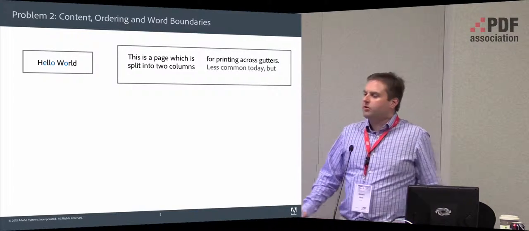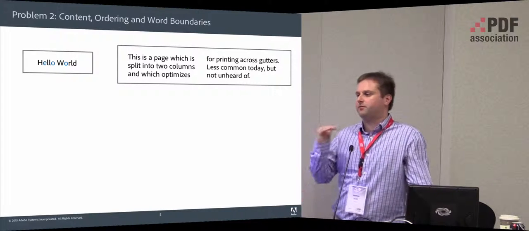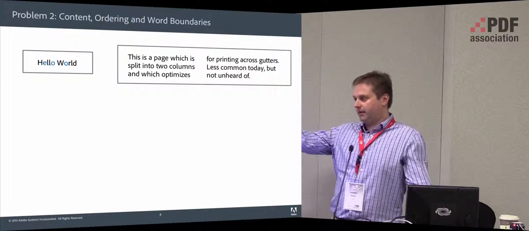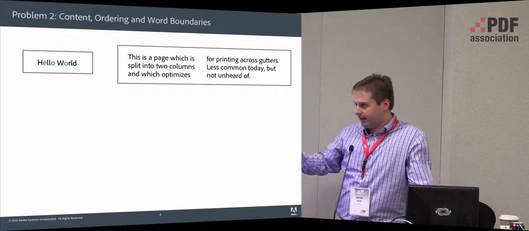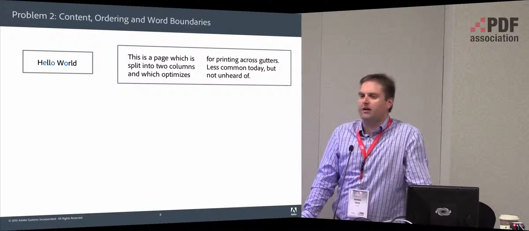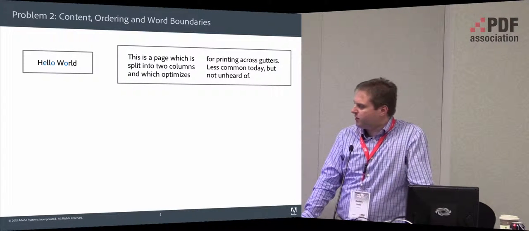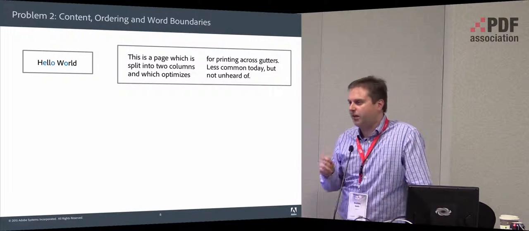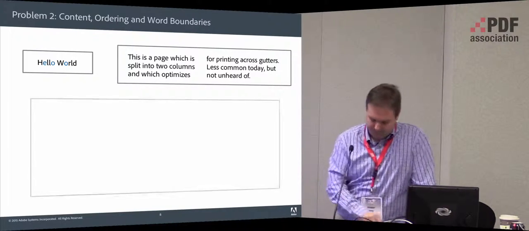Another example, it was common in the past to do gutter hopping so that certain types of printers would do a better job of aligning lines if you printed one line and the second half of it, rather than going down one column and then trying to backtrack up and doing the other side. So that content now isn't in reading order. If I just tried to read that content stream, I'd say, this is a page which is for printing across gutters, split into two columns, less common. It just doesn't work. So the content streams don't tell me the logical order of this content, at least not the way I laid them down.